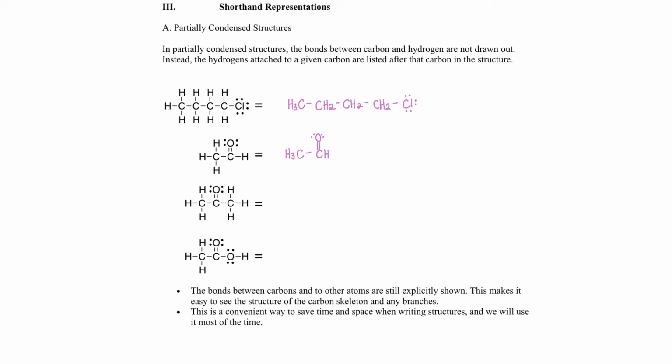Let's look at the third example. You again have CH3 attached to the carbon that has a double bond to an oxygen. We show the lone pairs on the oxygen. And we have another CH3 group. Looking at the last example, we are starting out with a CH3 again.